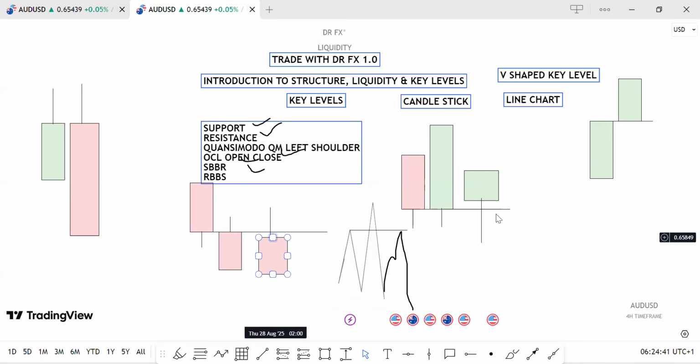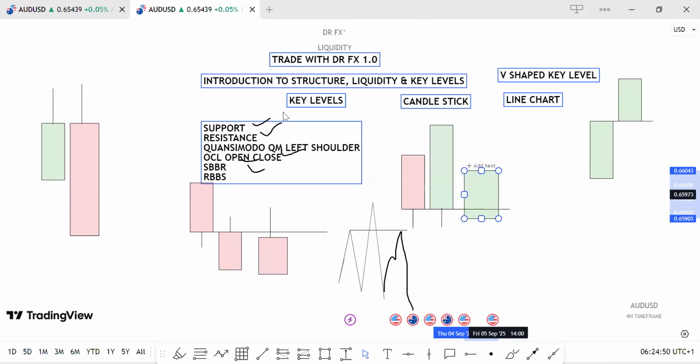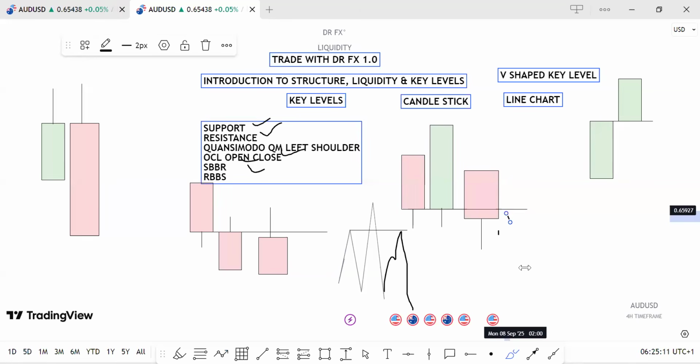But if the body of a candle comes and closes below this line, then this has been broken. Then you cannot use it to buy anymore. It is telling you that you are now bearish. You are supposed to use it to sell. You're going to wait for the market to come back into that same key level, then you sell from here. You're not using it to buy anymore. Immediately after the break, this has become a resistance. A support break becomes resistance.